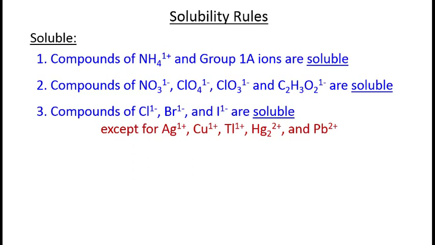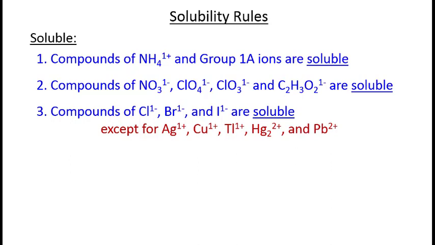But unlike the first 2 rules, which have no exceptions that we know of, there are some exceptions to this third rule. When these anions are paired up with silver, copper 1, thallium 1, mercury 1, and lead 2, the resulting compound is insoluble. The mercury formula is written kind of funny, Hg2 2+. Mercury 1+ ions like to come in pairs, with the overall charge of 2+.